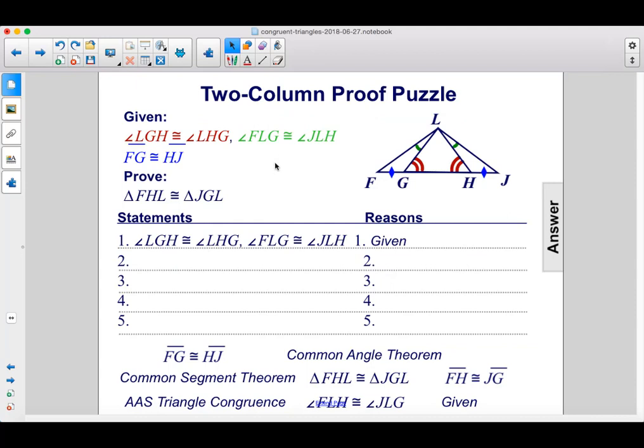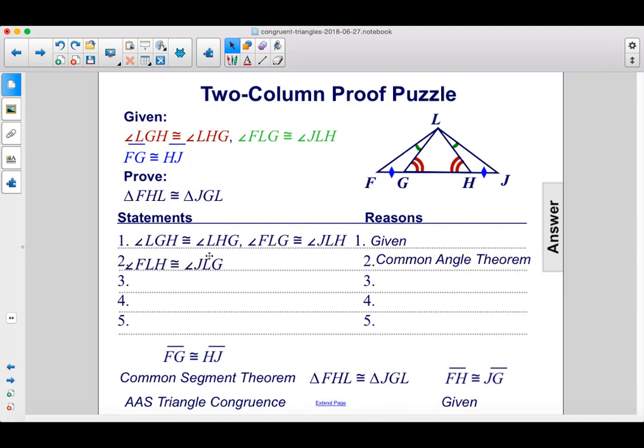Here is a two-column proof puzzle. Given these two sets of congruent angles and this line segment being congruent to this line segment, prove that the two triangles here and here are congruent. Alright, so we begin with our given information about the angles. Therefore, due to the common angle theorem, we know that, here I'll draw it out, angle FLH, this angle here, is congruent to angle JLG, this angle here.